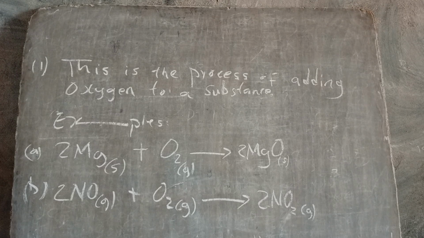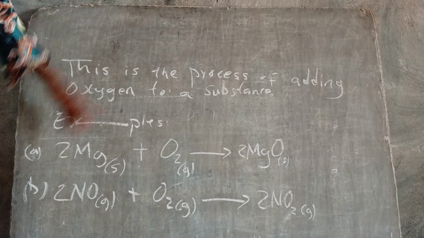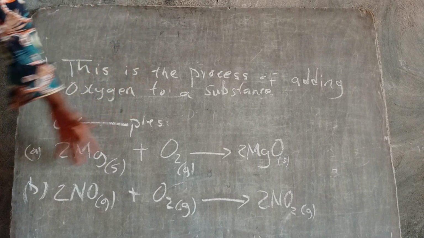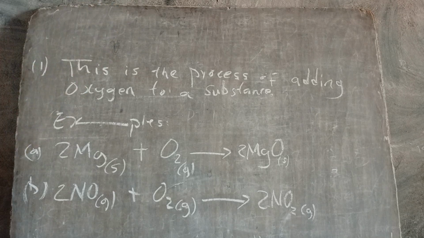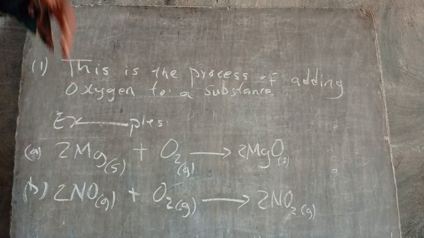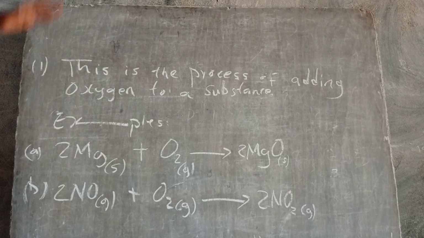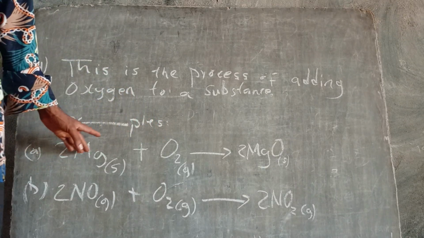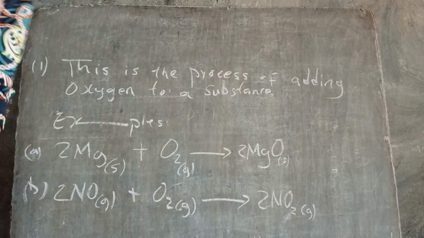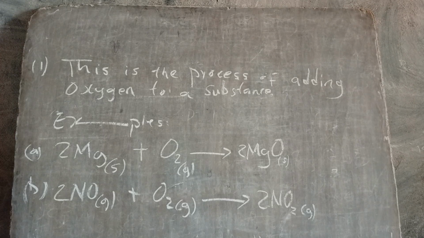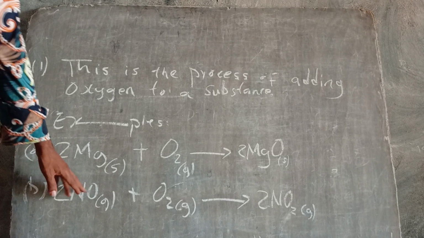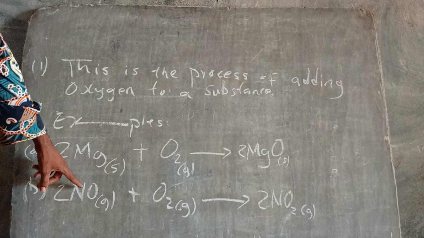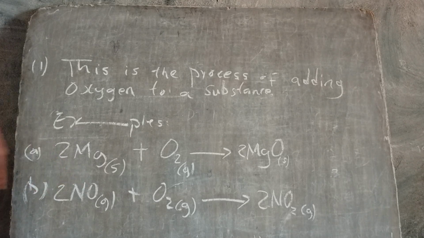Please note this thing. The way they may ask you this question, they may ask you to identify if the equation is an oxidation reaction or a reduction reaction. So when you look at this, you have seen that oxygen has been added to magnesium, and we have this magnesium oxide. This one is nitrogen 2 oxide.